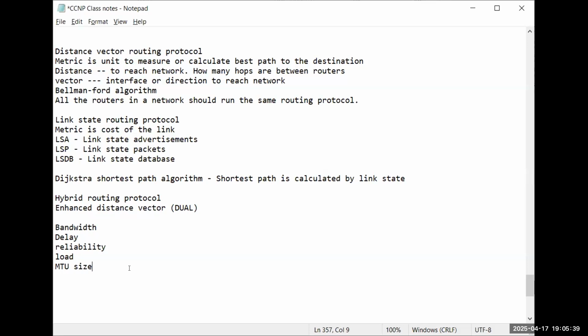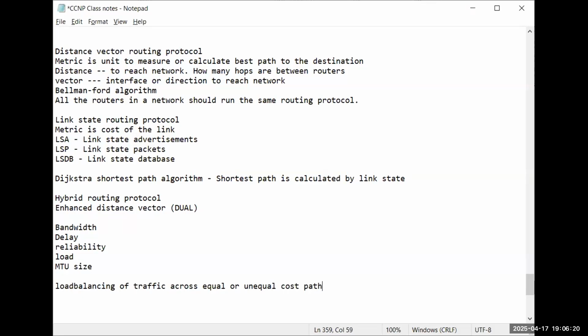Okay. And load balancing can be done here in the enhanced distance vector protocol. Load balancing of the traffic across equal or unequal cost paths is done.